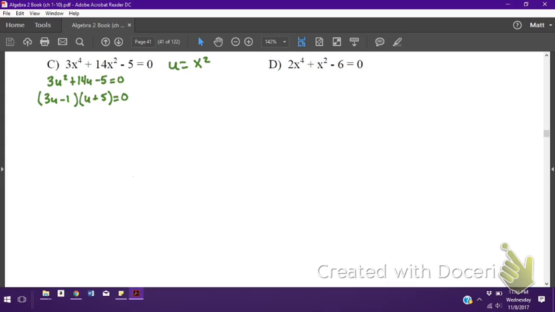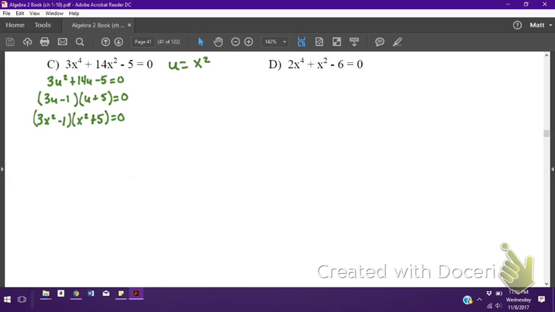Well, now that I have these more simplified in terms of factoring, can I really factor these binomials any further? Well, let's take a look. 3u minus 1, can that factor any further? Not at all. u plus 5, can that factor anymore? Not at all. So at this point, we're going to go back and do the substitution again, except this time we're going to plug in the values that it was before. So u is x squared, so I have 3x squared minus 1 times x squared plus 5 is equal to 0.